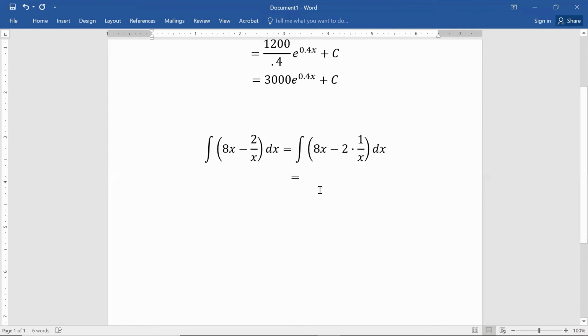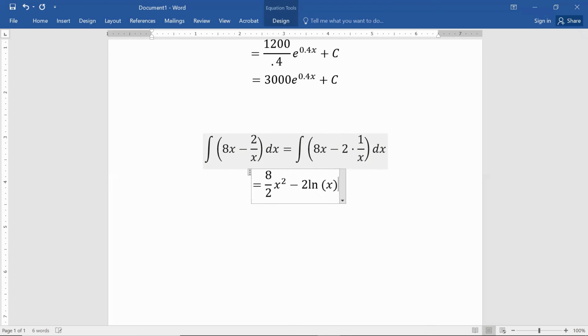Antiderivative of 8x, well, one antiderivative is x squared times 8 over 2. So 8 over 2 times x squared. Antiderivative of minus 2 times 1 over x is minus 2 times the natural log of x. Remember, I want to put the x in parentheses when I write that in Moodle. We understand that only positive x values can be plugged in to natural log.